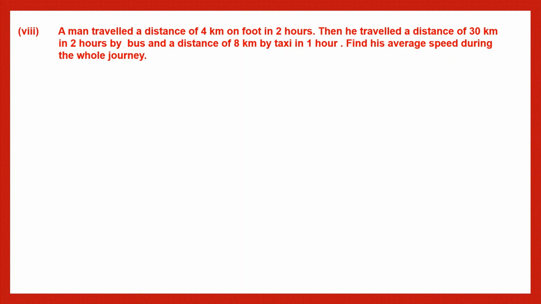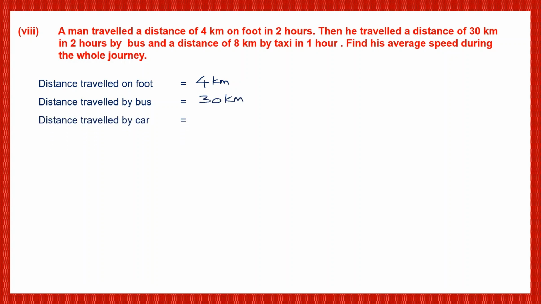Okay, so let's write what's given to us. So he traveled by foot for 4 kilometers. So that is the distance on foot. Distance traveled by bus, he traveled 30 kilometers by bus. And then by car, that is by taxi, he traveled 8 kilometers. Okay, so that is 8 kilometers. Now we have to find the total distance he covered. So let's add up all these: 4 plus 30 plus 8. Okay, add up all these and let's see what we get. 4 plus 8 is 12, carry 1. 3 plus 1 is 4. So the total distance is 42 kilometers.